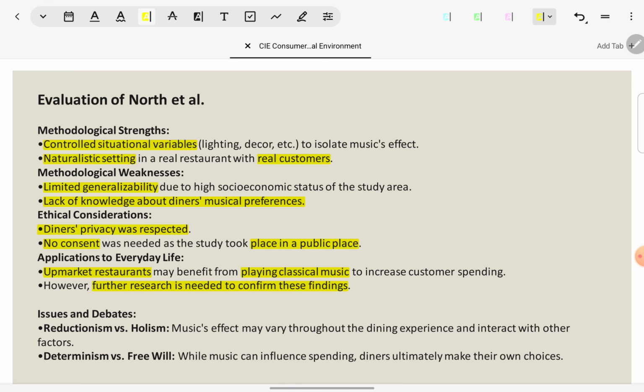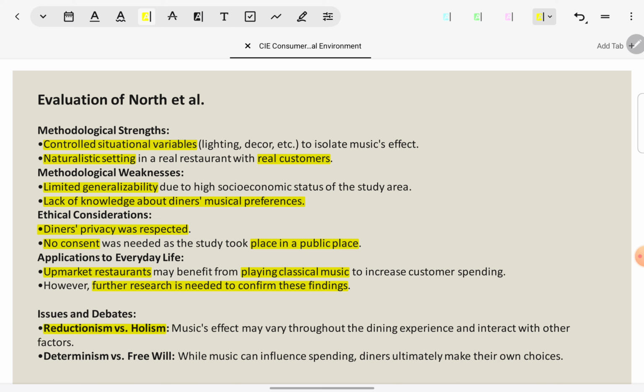But we need more research to confirm these findings, because it's only in one particular upmarket restaurant that they have done this study, and we saw there is possibility of confounding by participant variables. So considering all of this, more research would be required to be confident about this application.